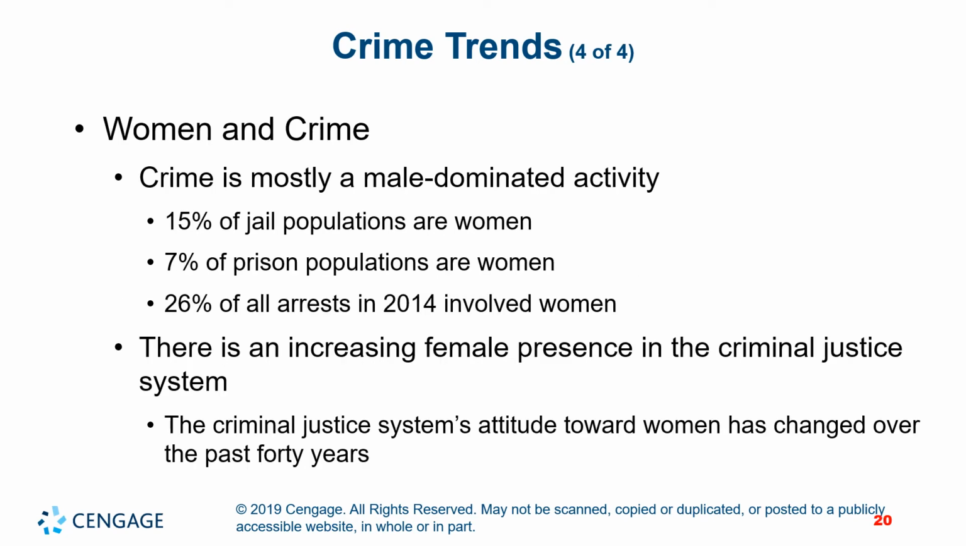Women and crime is what we're going to talk about now, and 15% of the national jail population is female. 7% of the national prison population is female, and 26% of all arrested in 2014 were females. White women represent a small number of arrests. The number of female offenders in the criminal justice system is rapidly increasing, from 6,000 prison inmates in 1970 to 113,000 in 2016. The criminal justice system's attitude towards women has changed over that time period.